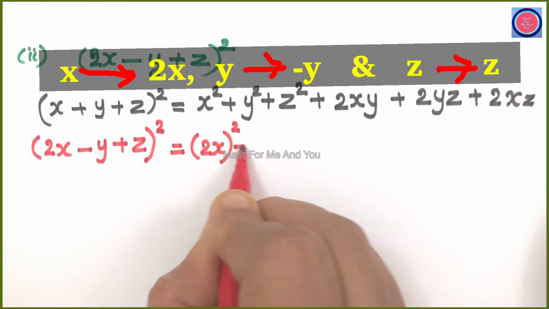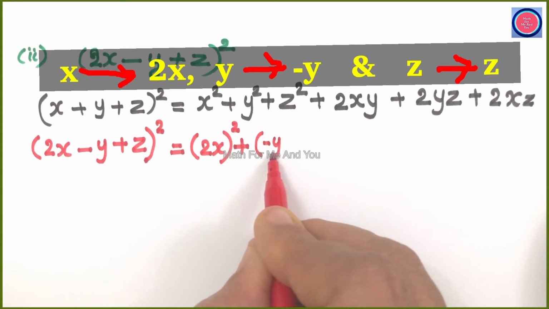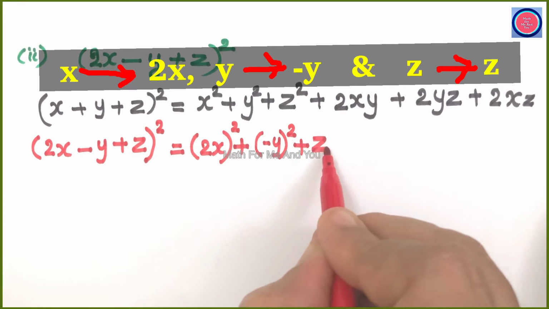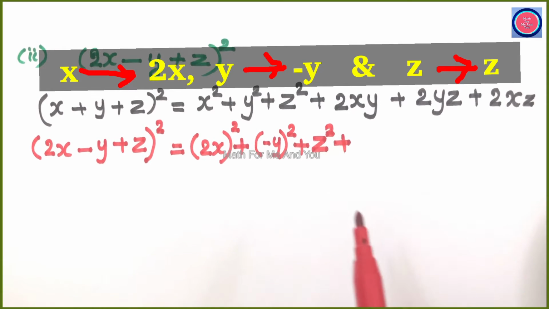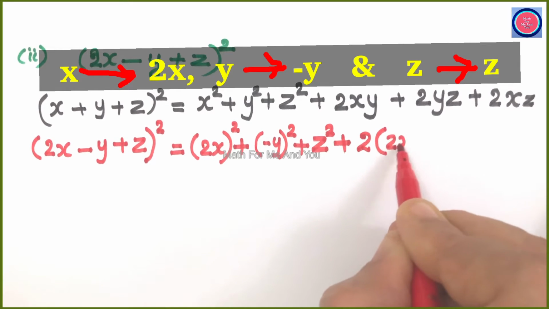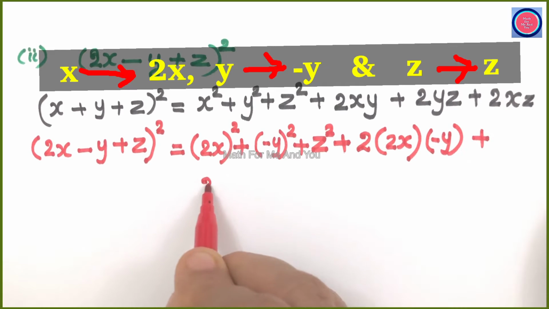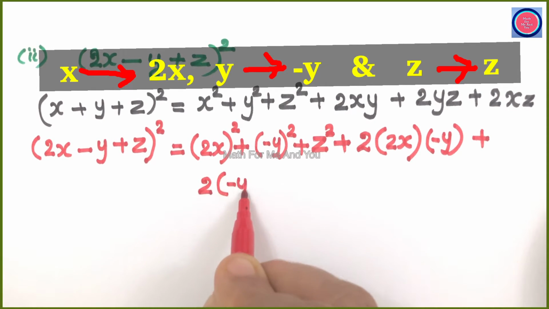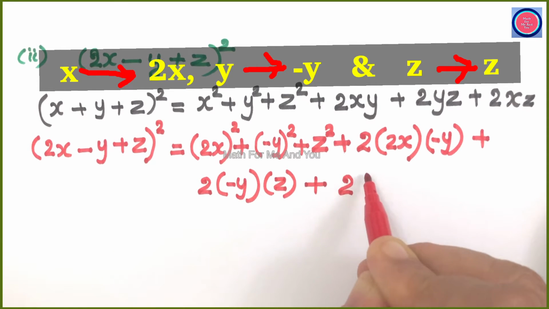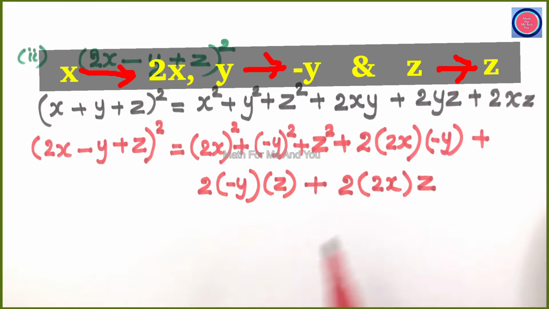So the first term becomes (2x) the whole square plus (-y) the whole square plus z square plus 2xy. We are going to change it as 2 times 2x times -y, plus 2yz we will change as 2 times -y times z, plus 2xz we're going to change as 2 times 2x times z. Now simplify each term.